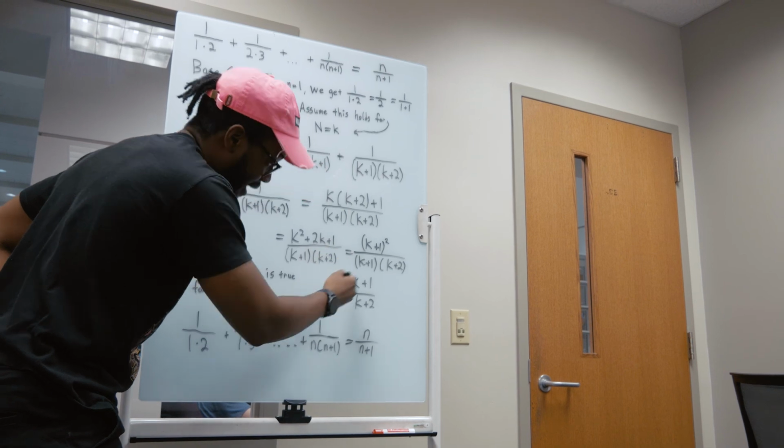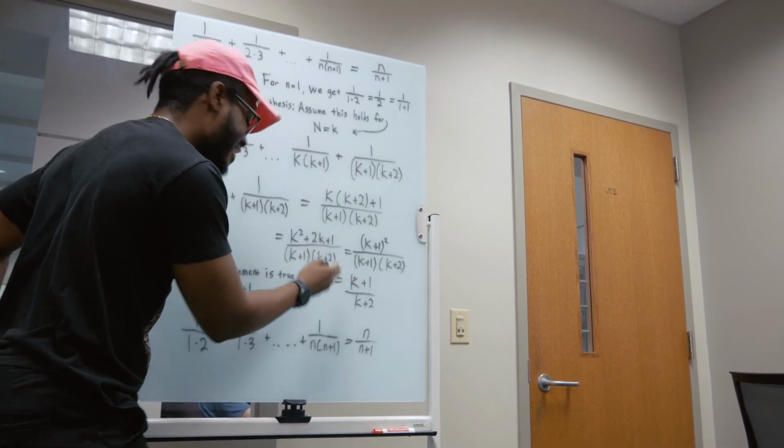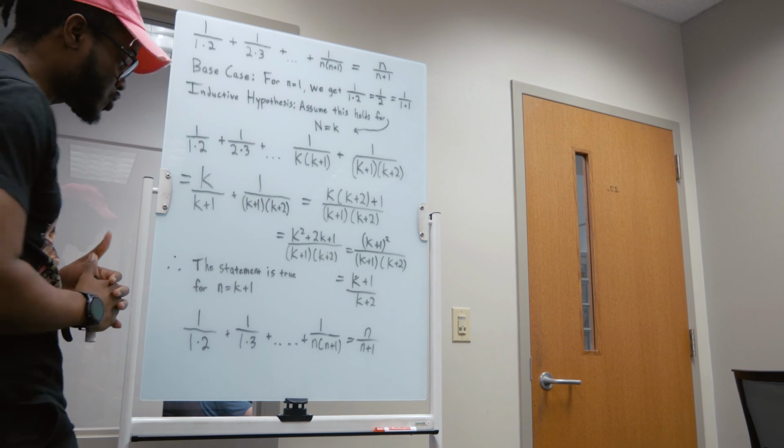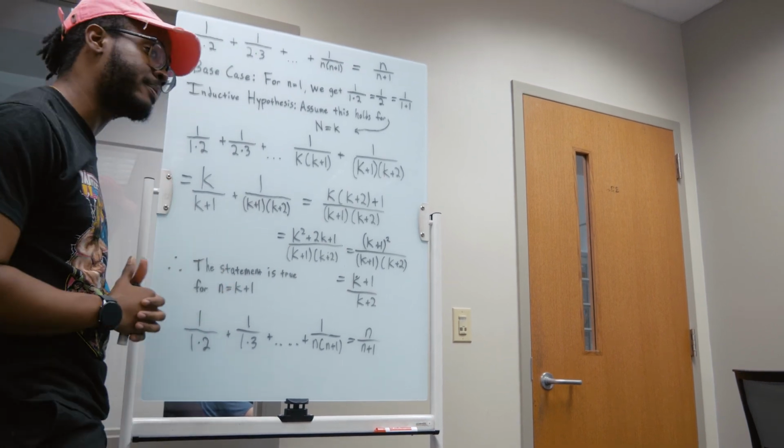It's gonna equal k plus 1 over k plus 2. Therefore, the statement is true if n is equal to k plus 1.